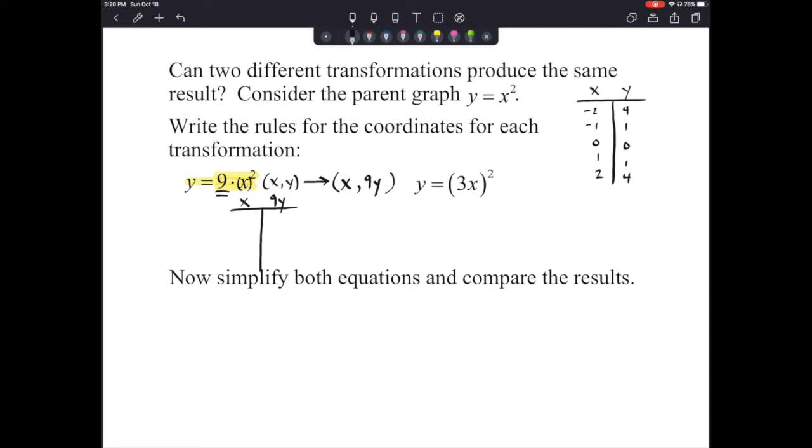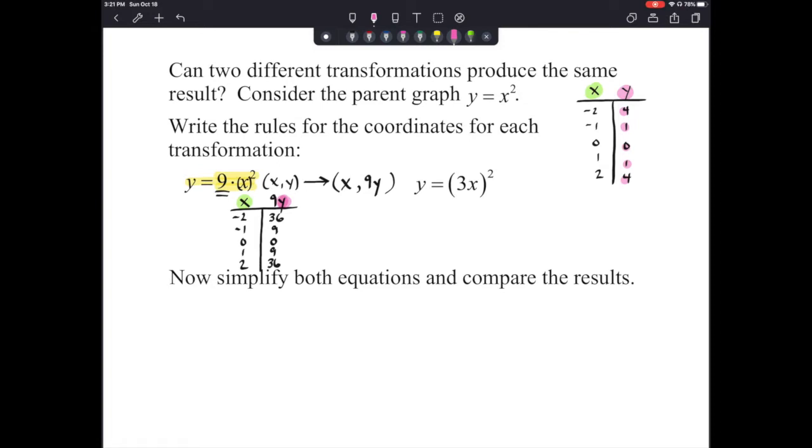Since x is going to end up being the same, these are our x values. We're just going to put those into our table: -2, -1, 0, 1, and 2. Now we'll take our y values, multiply them times 9 and record them in the table. So 36, we have 9, 0, 9, and 36. Again, that's our y values over here being multiplied times 9.